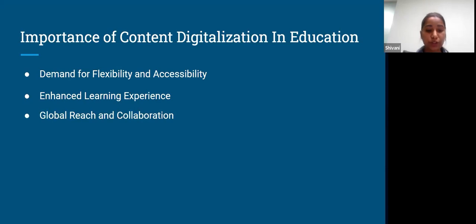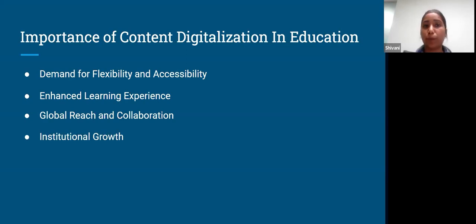Digital content enables institutions to reach a global audience beyond their physical campus. By offering online courses, digital resources, and collaborative platforms, institutions can attract students and faculty from all around the world. And this global reach not only enhances the institution's reputation, but also contributes to its growth initiatives. Lastly, we have institutional growth.